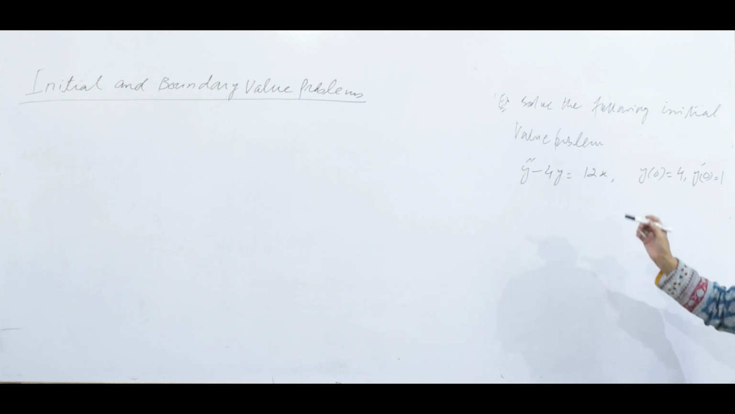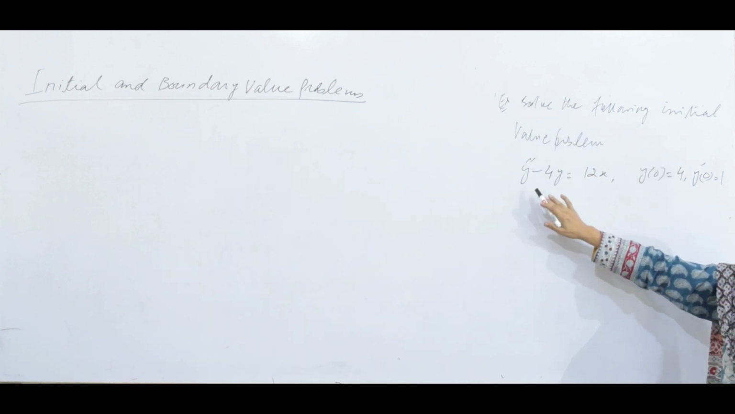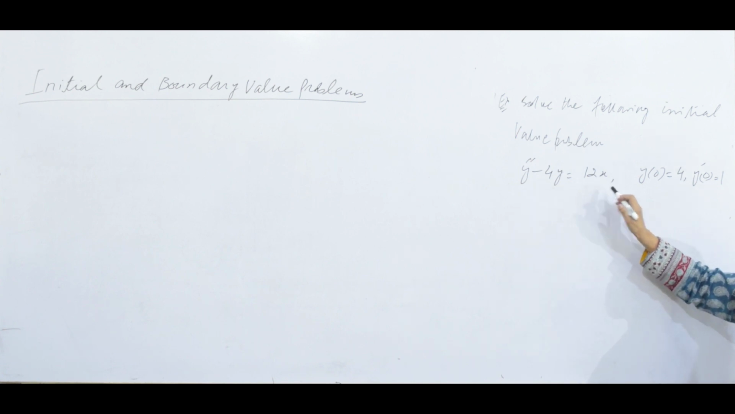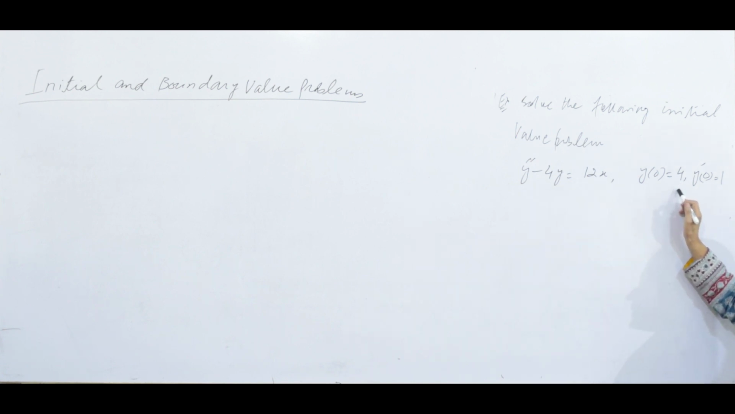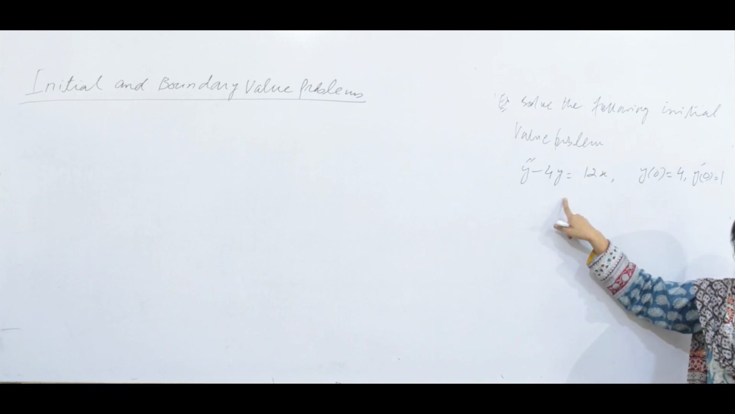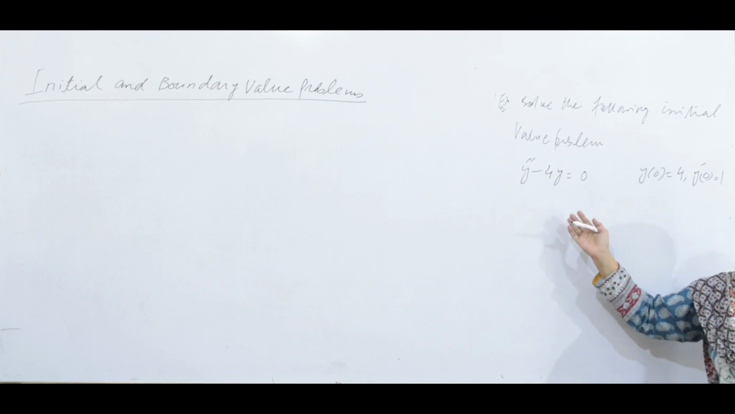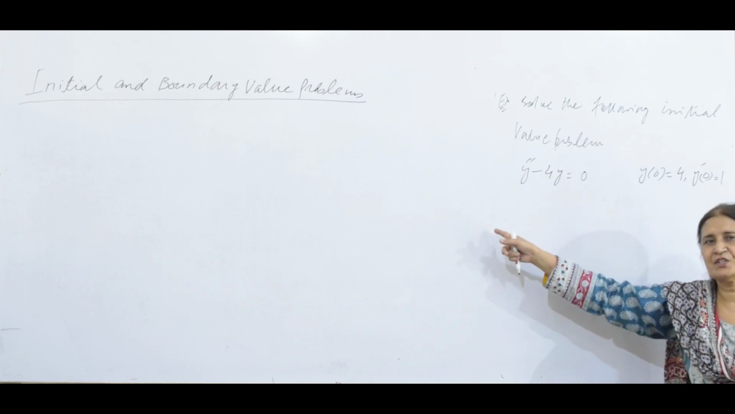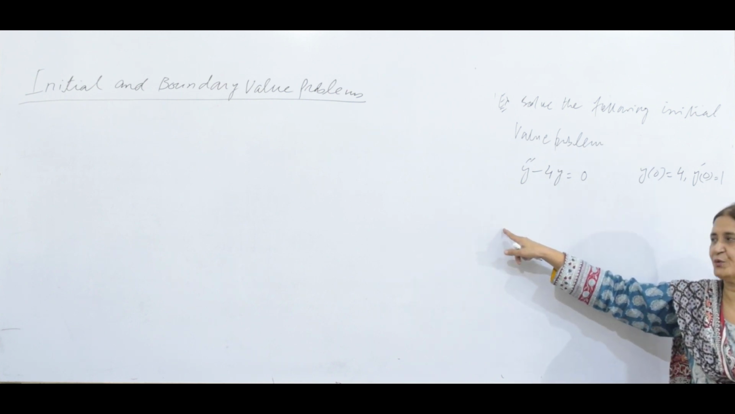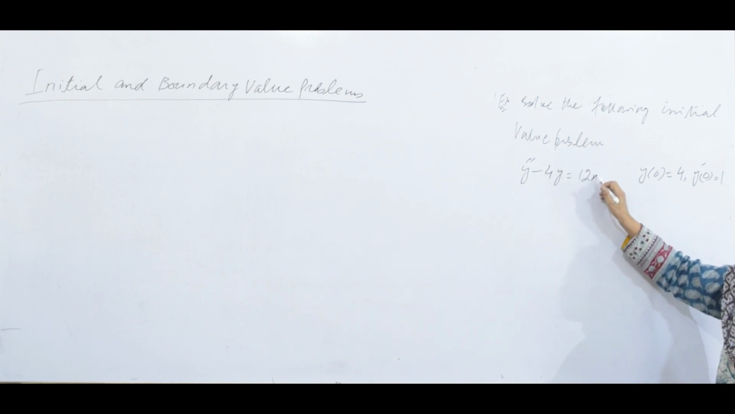So let's have another example. Solve the following initial value problem: y double dash minus 4y is 12x, y of 0 is 4 and y prime of 0 is 1. This is a non-homogeneous equation, non-homogeneous because of this function present. If I am not writing this function, for example, let me write 0 there, then this is homogeneous. We have just finished solving a homogeneous differential equation, but let me have another which is non-homogeneous.